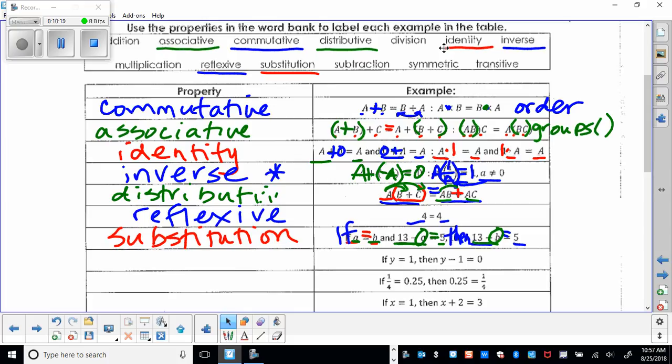So here we go. Now we're looking at this one. This is another if then. So if y is equal to 1, then if I subtract 1 from y, I get 0. So what happened there? What makes this one different from this one? I've got y minus 1 and then 0 here. All right, these were both equations. I have this equation, y equals 1, and it changed to y minus 1 equals 0.